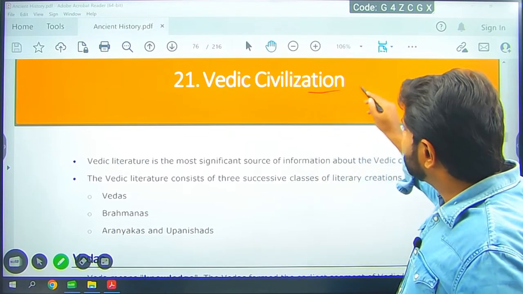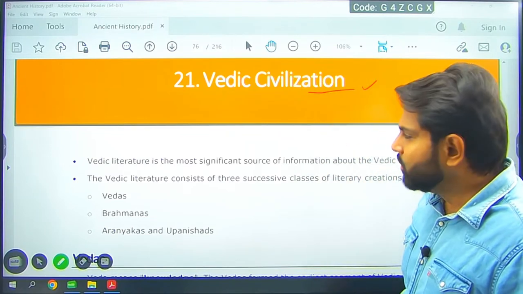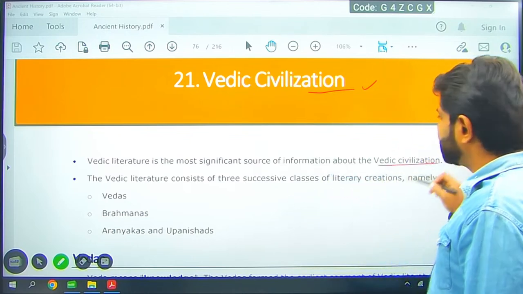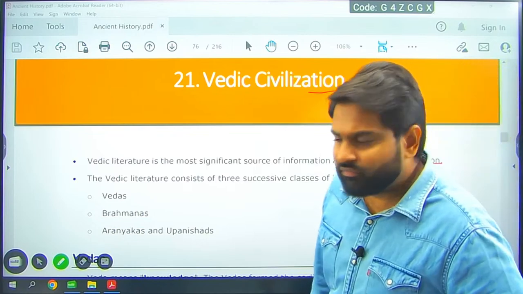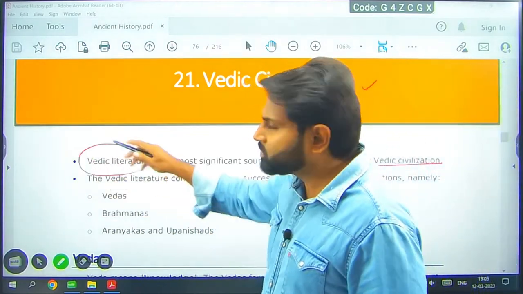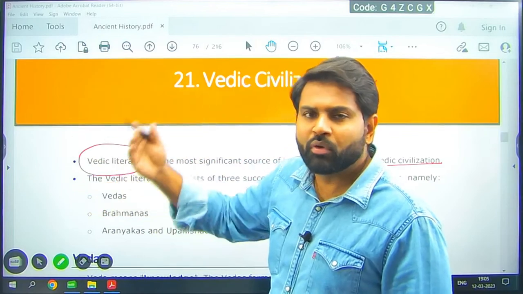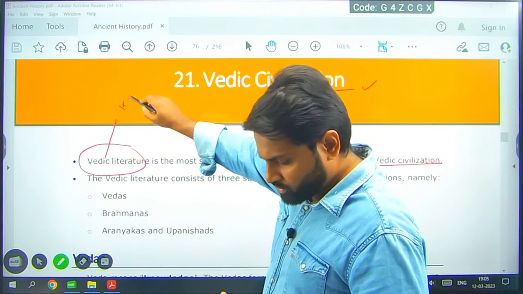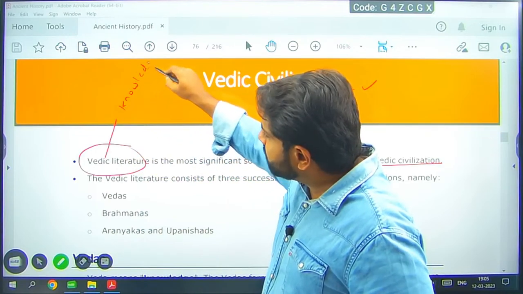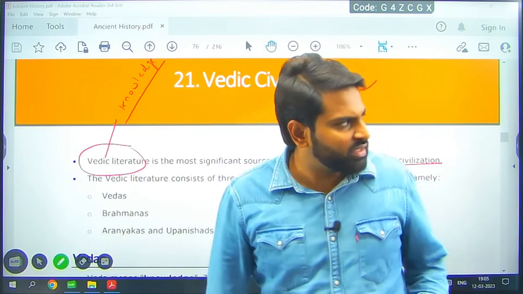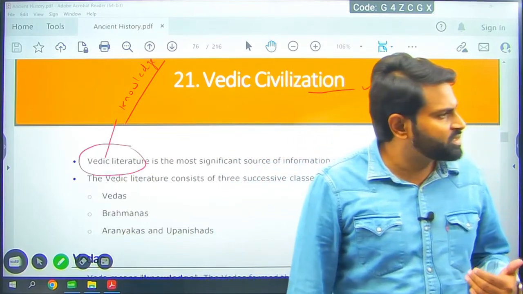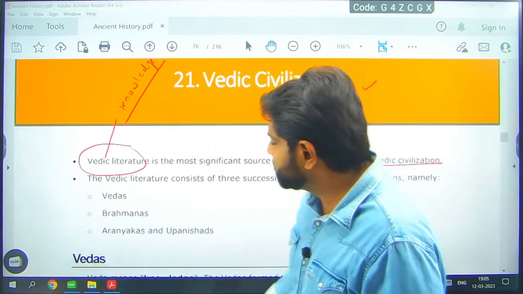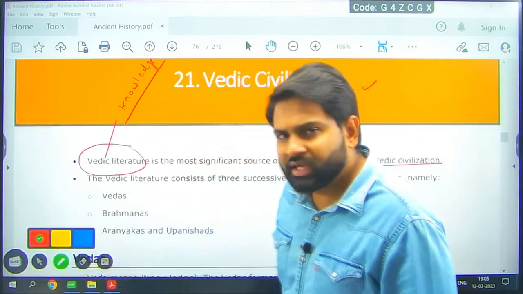So now, starting with Vedic civilization, Vedic literature is the most significant source of information about Vedic civilization. We also spoke about Vedic literature when we spoke about ancient Indian history sources. Vedas means knowledge. These are a source of knowledge, but for us as history students, this is a source of our ancient history.